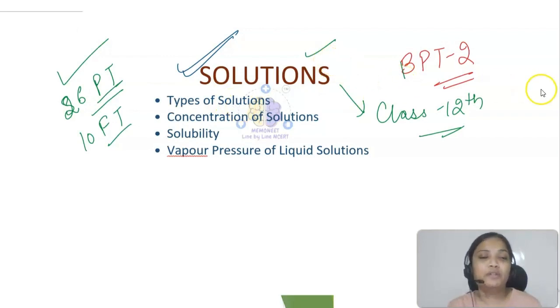So the first chapter we are going to take for class 12th is solutions, and yes, it is an important chapter in your physical chemistry portion, right? So what is the benefit of attempting this test series? You will get an idea about the NTA mindset, right? You will see what kind of questions are being asked in the paper, and you will get a hold of what kind of questions come from a particular topic. Like you might have attempted the test from this BPT 1, so you might have got the idea what kind of questions are going to come from some basic concepts of chemistry, right?